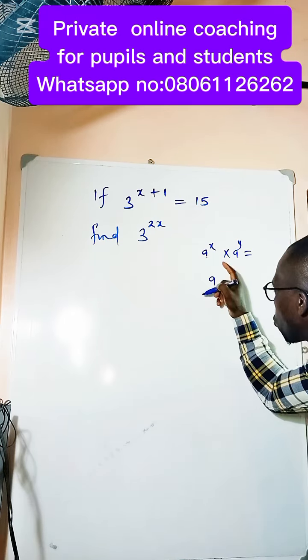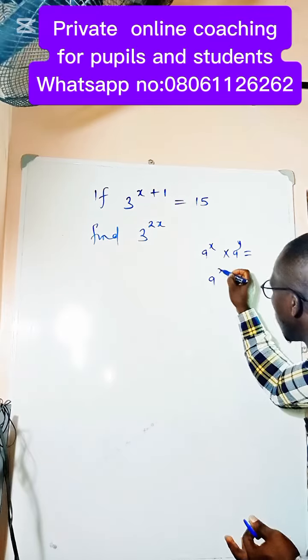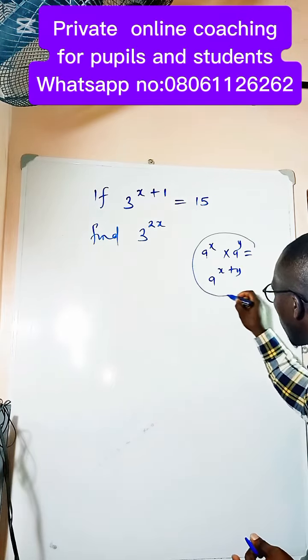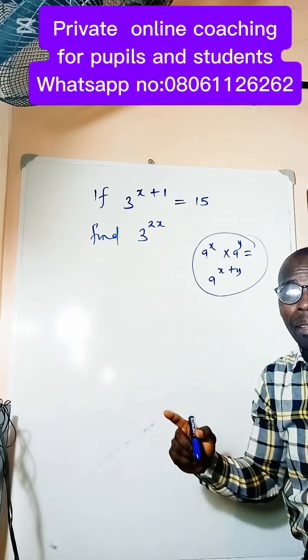Which is the same thing as when they're of the same base. Alright, this multiplication law is you add the powers. So when they're of the same base, then you can add the powers. So I'm going to apply the same thing right here.